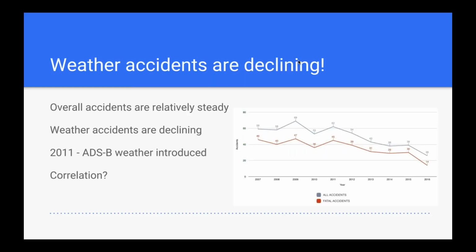I think it's at least interesting to note that in 2011, ADS-B weather really hit the market in a big way. And so, I'm careful about the correlation causation trap here. Don't want to get carried away, but I think it's at least interesting that that suggests maybe there's a chance here that some of the new technology is helping us fly safer.